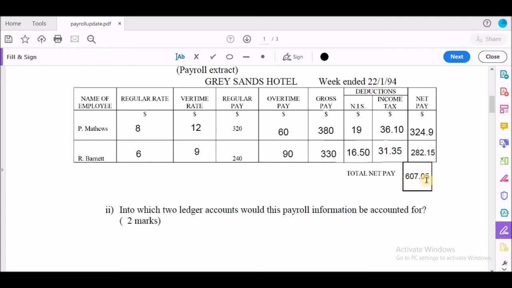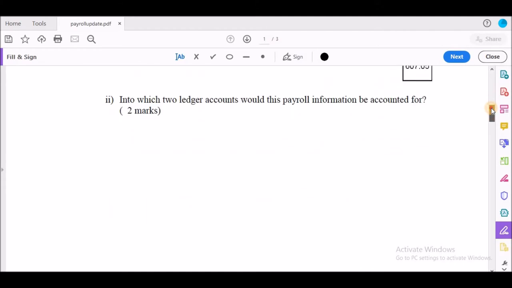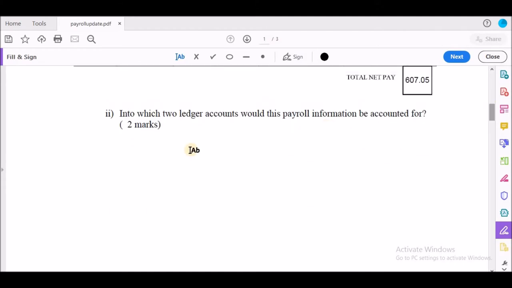Now, part B of the question is asking into which two ledger accounts this payroll information would be accounted for. So basically asking which two accounts would you prepare. So the method of payment, which is cash or bank.